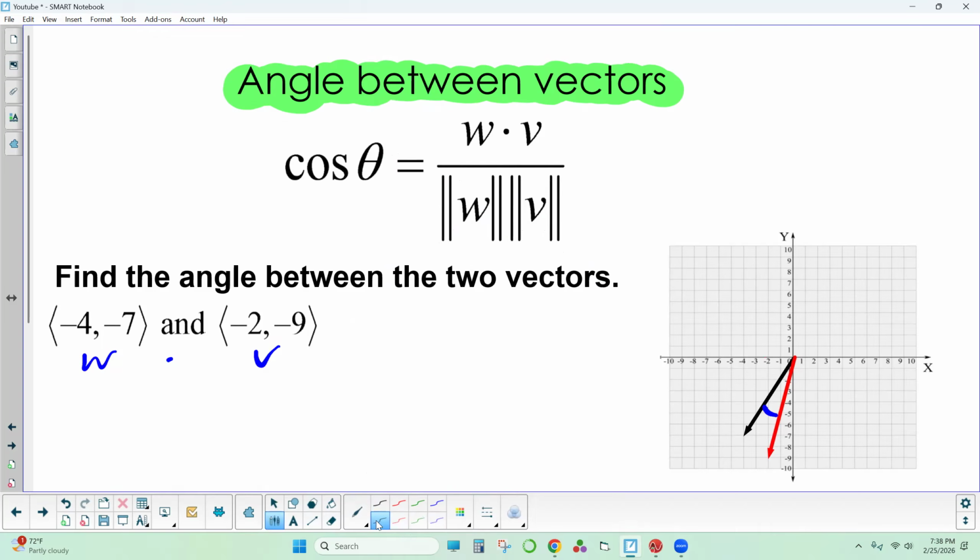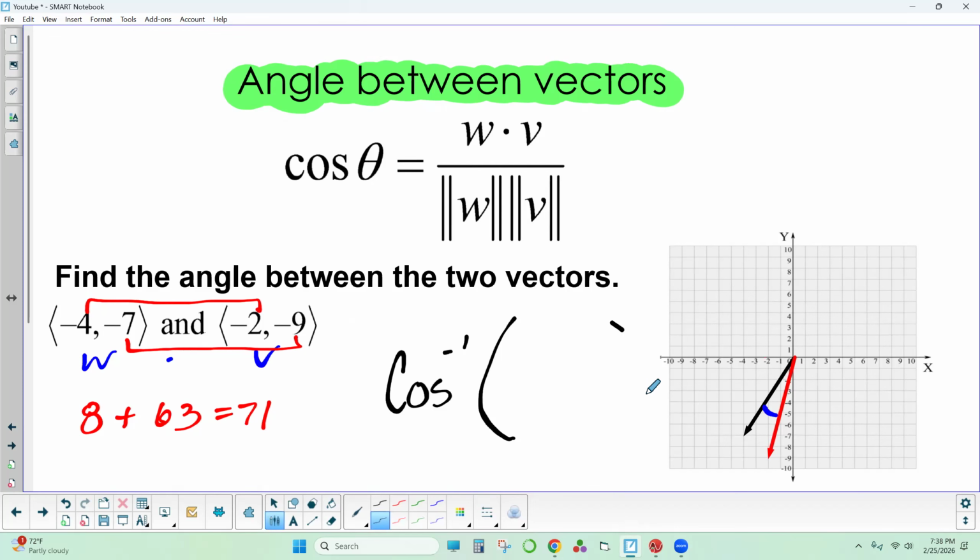All right, so let's find the dot product. So I'm going to multiply my change in x. I get 8. Multiply my change in y, I get 63. 63 and 8 is 71. All right, so I'm going to take inverse cosine, and I'm going to divide 71 over the magnitudes multiplied together.